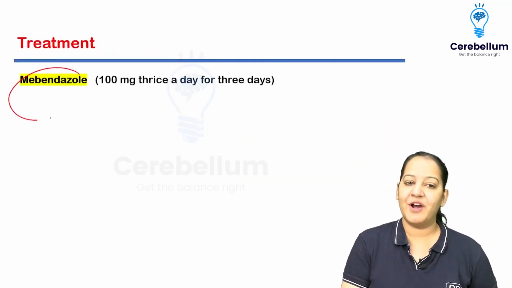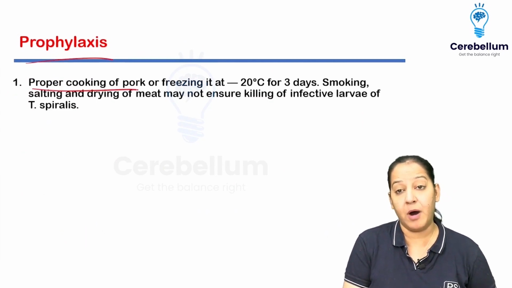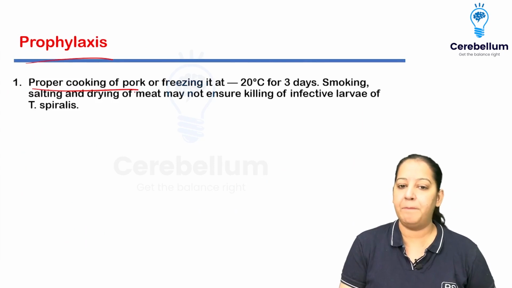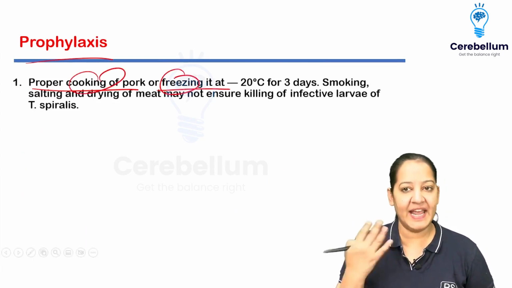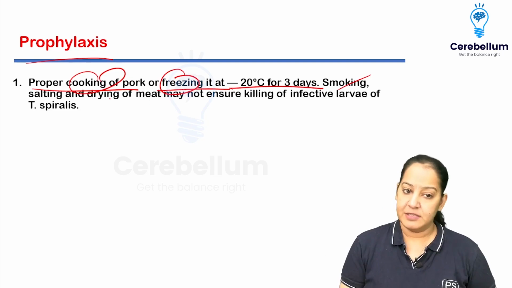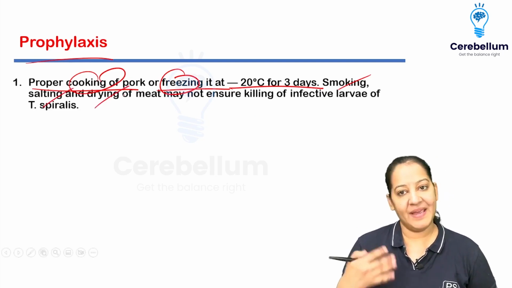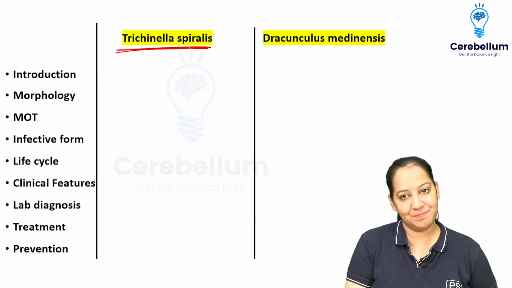Now coming to the treatment, the drug of choice is mebendazole. That's it, right? For prophylaxis, properly cook the meat, the pig meat, the pork, or freeze it. If there is a delay in cooking, it should be frozen at -20 for 3 days. And smoking, salting and drying may kill the larva. So that is the prophylaxis. So we are done with Trichinella spiralis.